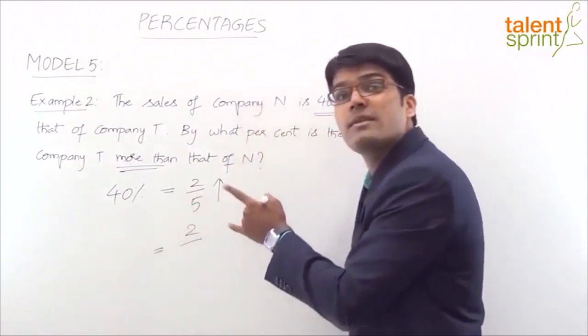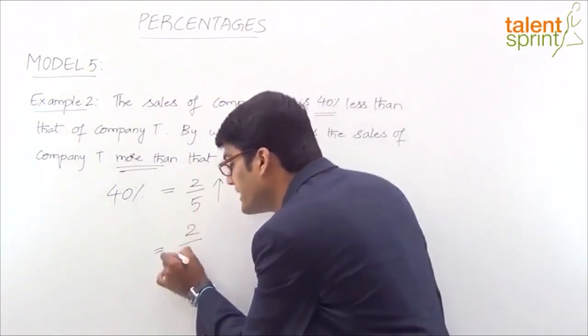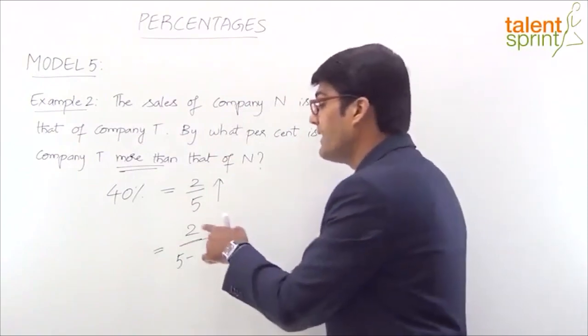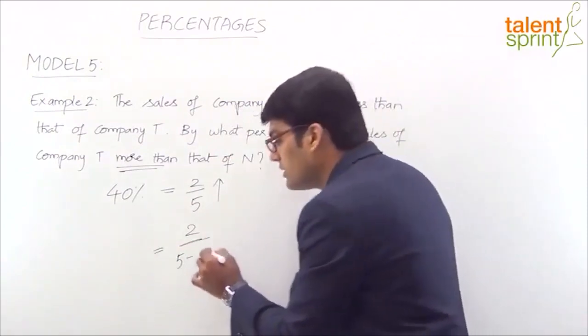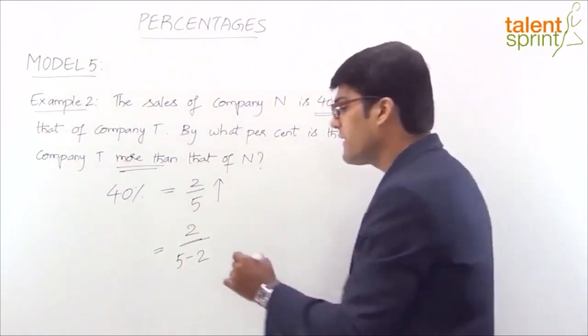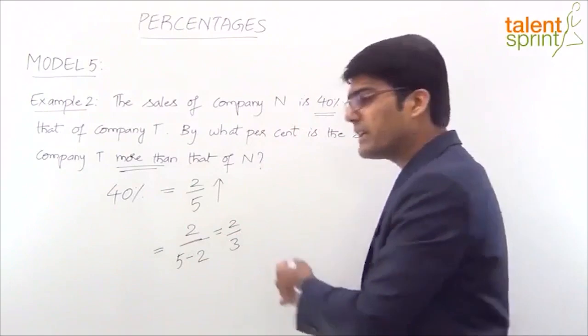The denominator has to be decreased. If you want the fraction to go up, the value to increase, the denominator should decrease. So 5 will be reduced. By how much? By the value given in the numerator. So the numerator is equal to 2. So we'll make it 2 by 5 minus 2. Now what is 5 minus 2? 3. So this becomes 2 by 3. That's it. 2 by 3 is what in terms of percentage?